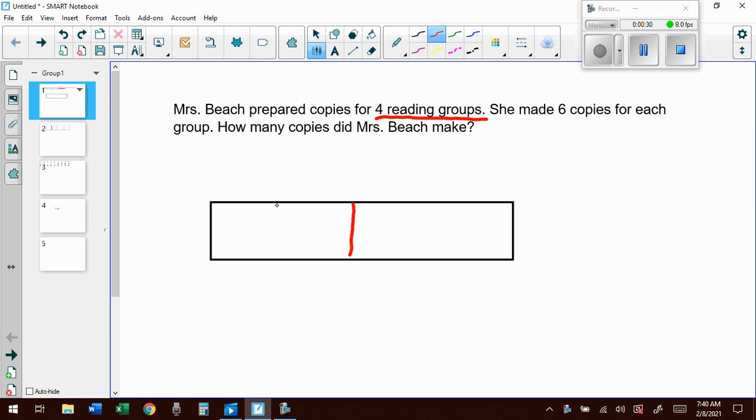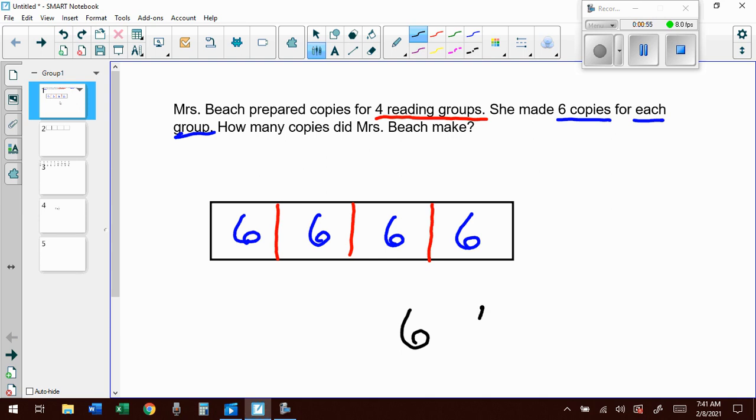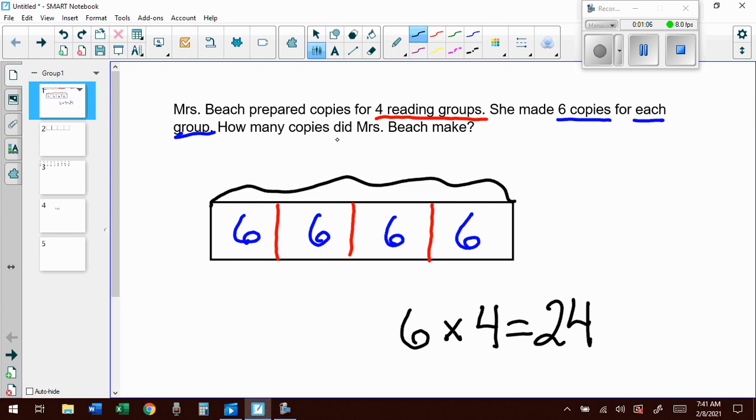So we need to divide our total, partition our little box here into 4. She made 6 copies for each group. 6 for this group, 6 for this group, 6 for this group, and 6 for this group. So really, she did 6 copies 4 times. 6 times 4 equals 24. So the total amount of copies that she made was 24.